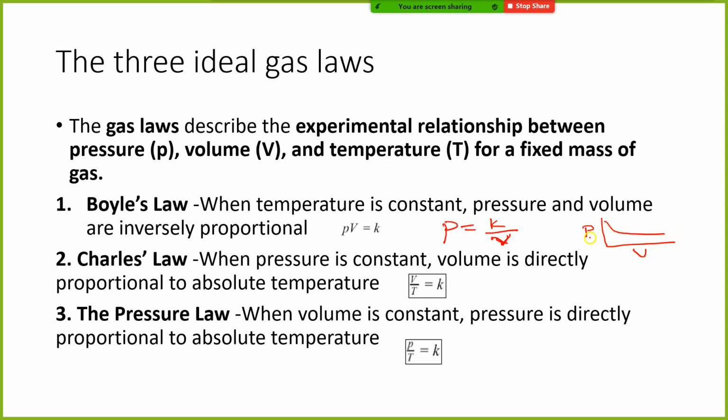So let me say that again. This is what the graph would look like. Obviously, it's an inversely proportional graph. Now, if I increase my volume, I am decreasing pressure, which is inversely proportional. If I decrease my volume, I'm increasing pressure. So that's how the graph looks. Let me know if you guys understand.